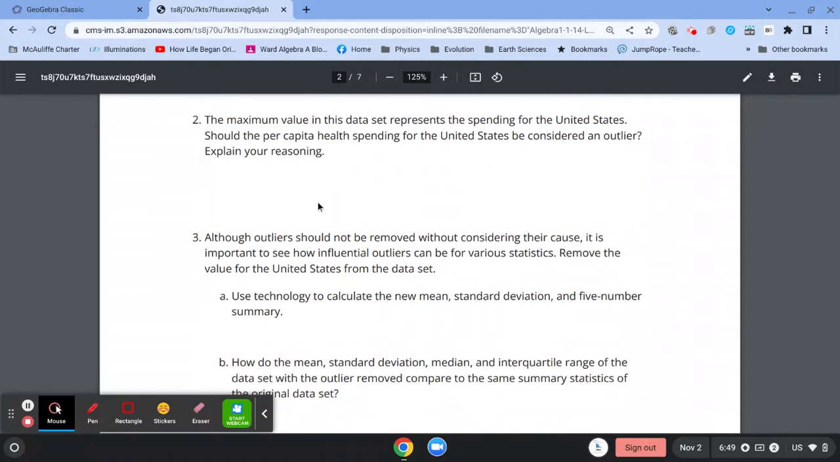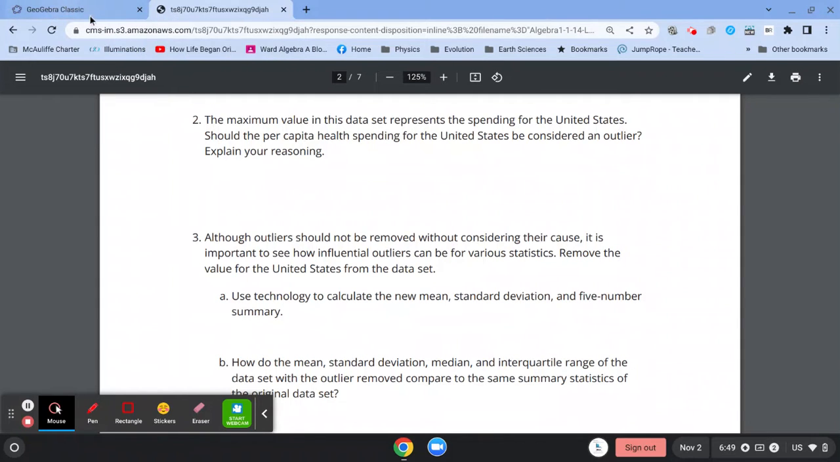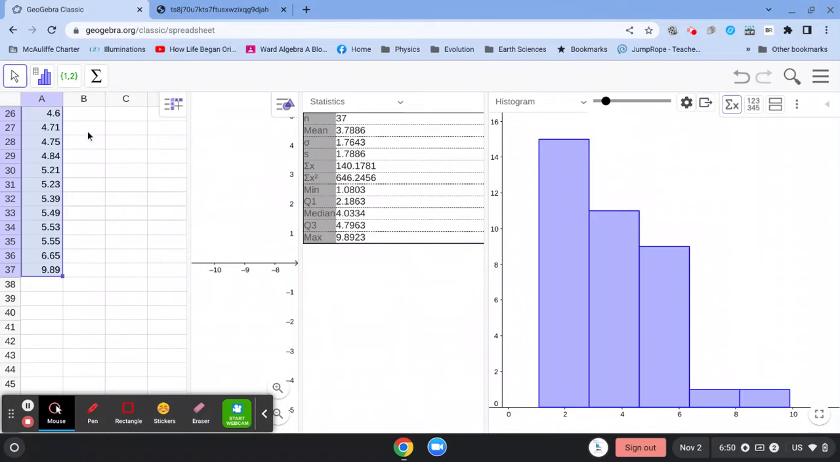The maximum value of this data represents the spending for the United States. Should the per capita health spending of the United States be considered an outlier? Well, if you recall, we need to find out if that value is more than 1.5 interquartile range values greater than the quartile 3, or in the case of a lower number, lower than the quartile 1. So I'm going to go ahead and work that out. So we know the quartile 3 and we know the quartile 1.